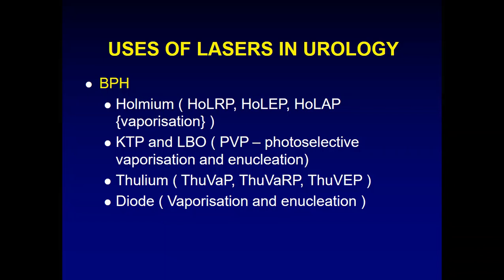So holmium, now what does this mean? HoLRP, resection of prostate. This is E, A, and vaporization: KTP, LBO. This is photoselective vaporization and enucleation. Thulium, again A, same things, and diode laser.